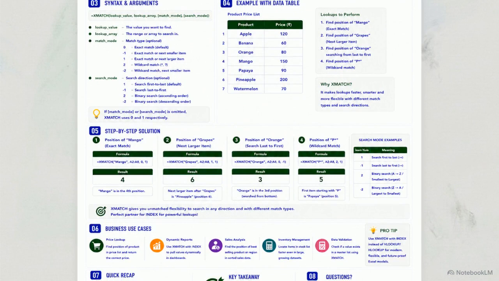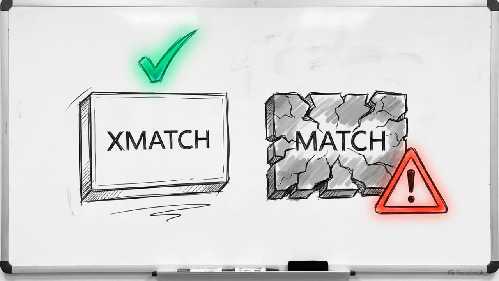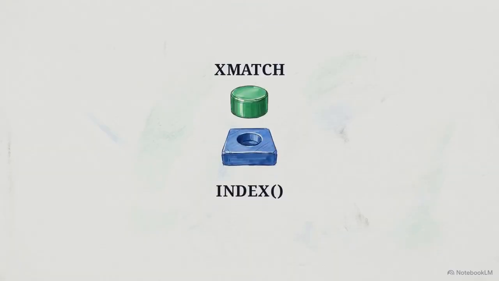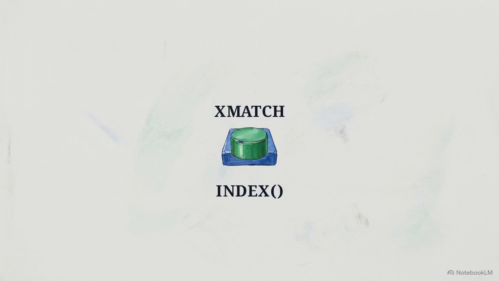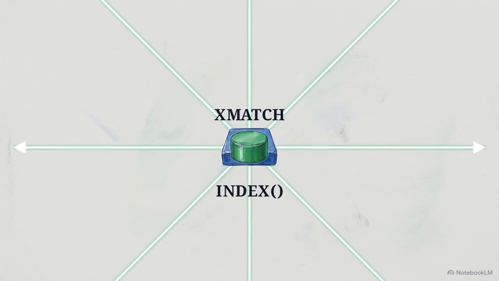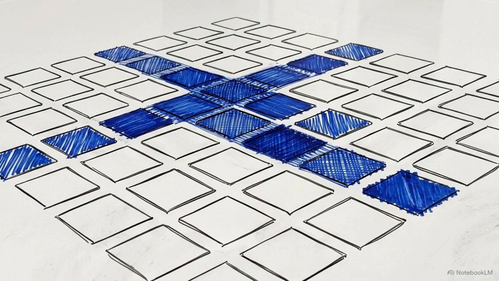You can command it to search last to first. If you have a chronological log of transactions, this allows you to pull the most recent data point instead of the oldest. Swapping match for XMATCH eliminates the most persistent syntax errors. But because you are still nesting it inside the index function, you retain the complete structural flexibility of a two-part lookup engine. Let's test this architecture on a two-dimensional matrix.